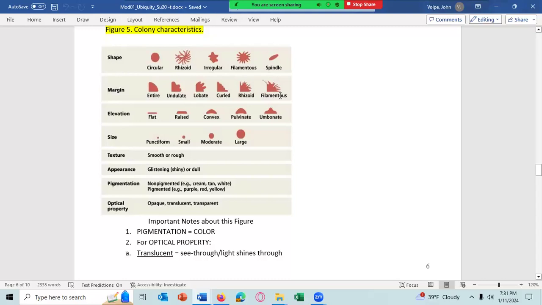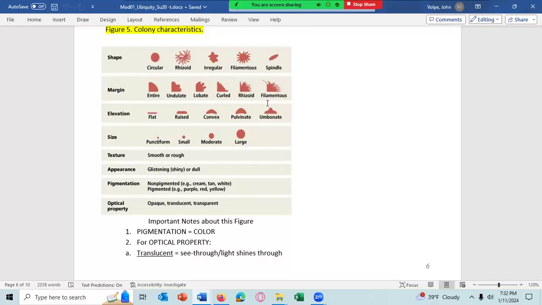You'll be happy to know I'm never going to ask you, is this colony rhizoid or filamentous? I'll also never ask you, is this colony undulate, lobate, or curled? Because it's just too difficult trying to separate those colony characteristics. However, I could ask you, is the colony undulate, lobate, curled, or is the colony entire? Because you should easily be able to notice an entire margin compared to one that's undulate, lobate, or curled. And you should also be able to distinguish an entire margin from rhizoid or filamentous. Any question about any of that?